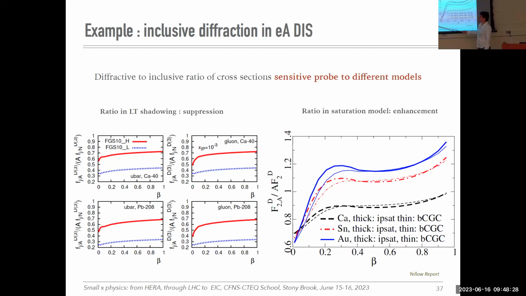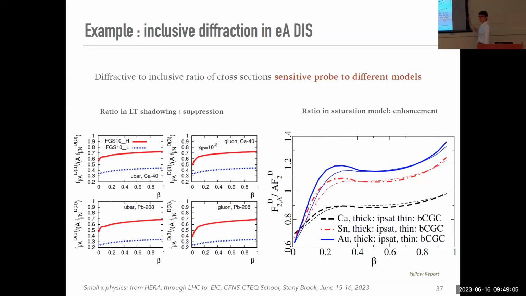So this calculation, called the leading twist shadowing calculation, predicts suppression of the diffractive structure function for nucleus over proton. On the other hand, in saturation, except for calcium, which is about 1, for heavier nuclei you expect enhancement. It's a very different prediction, dramatically different, right? The ratio in one case is above 1, in the other case below 1.